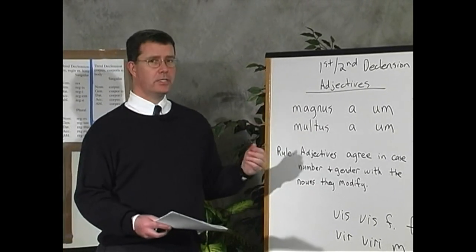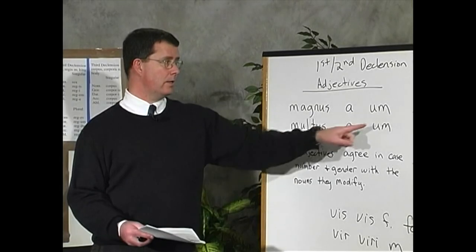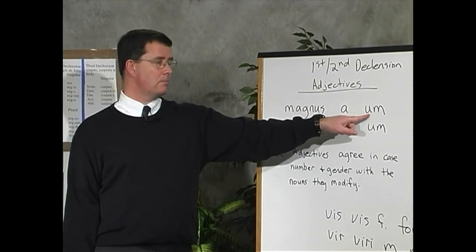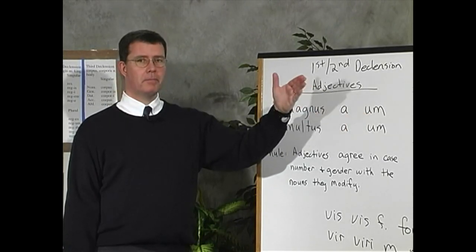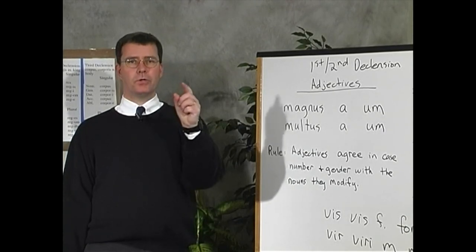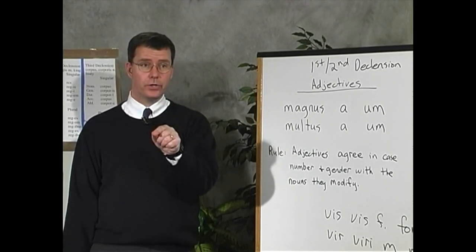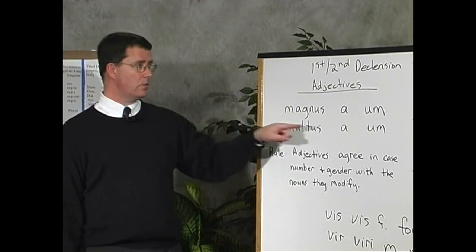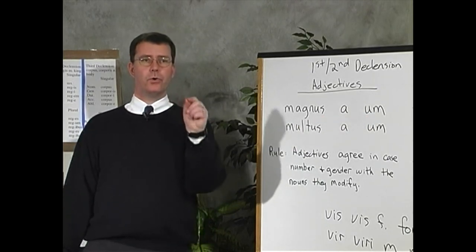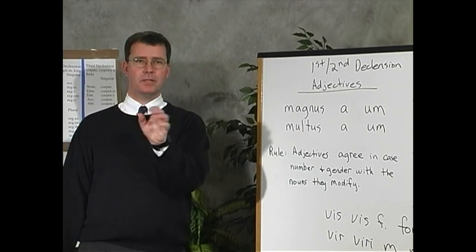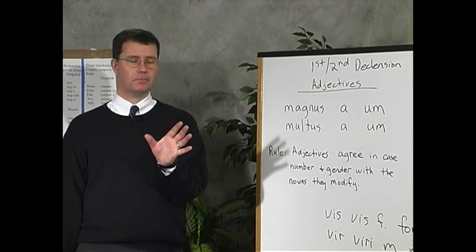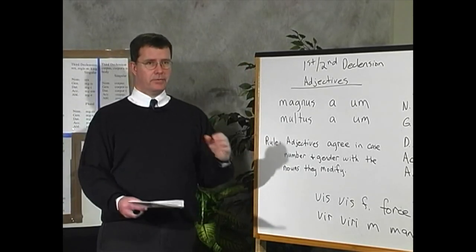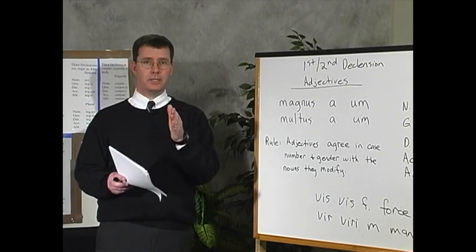If a first and second declension adjective is modifying a neuter noun, you use the neuter form of the second declension, magnum. So if you're modifying cornu, cornus, neuter, horn, with this adjective, magnus, a, um, you would use magnum: cornu magnum, a great horn. So this is one system of adjectives, the first and second declension adjectives.